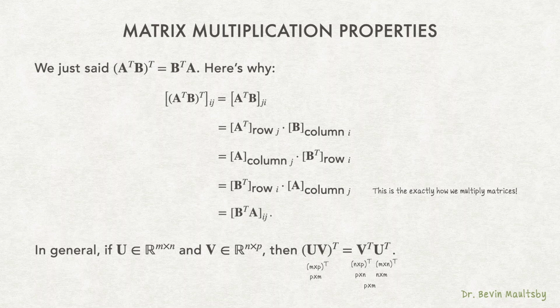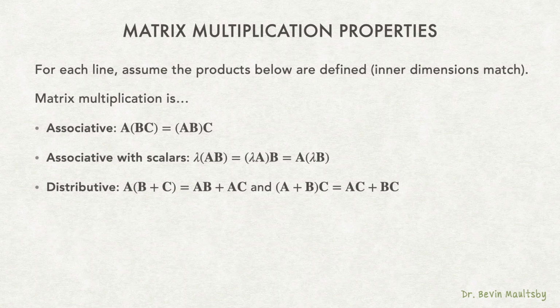Okay, so one property of matrix multiplication is how the action of transpose works. Let's talk about a few others.